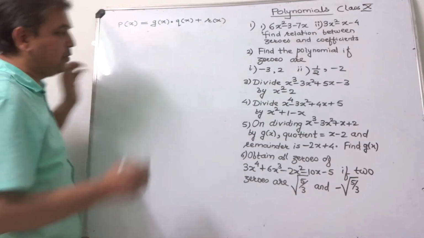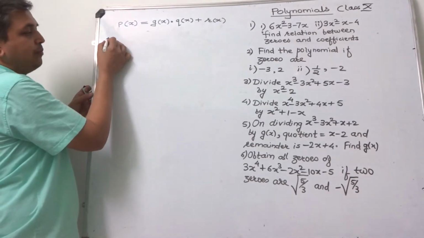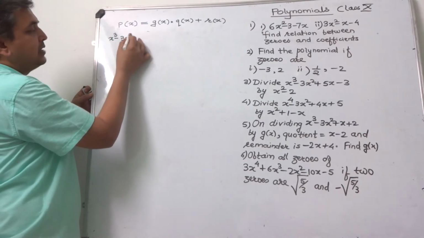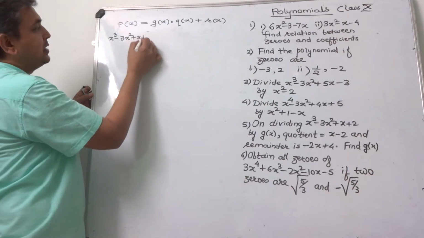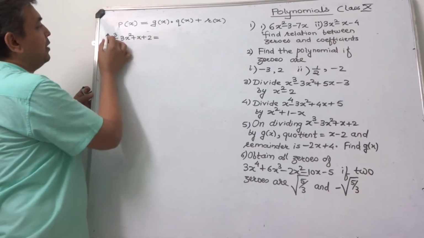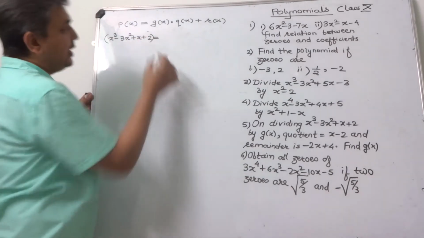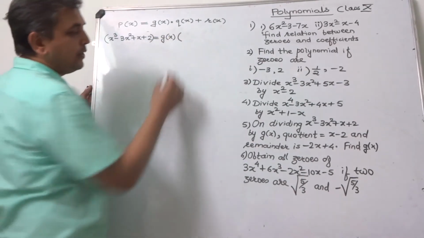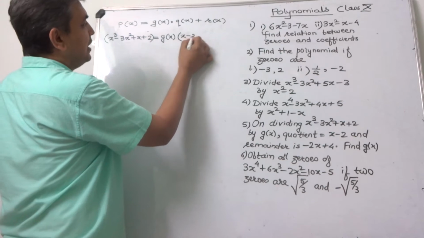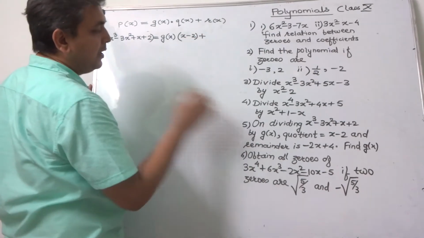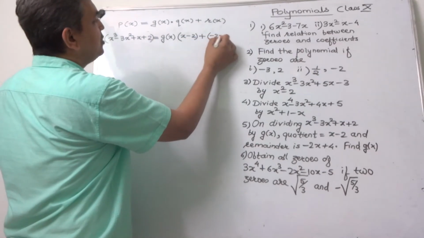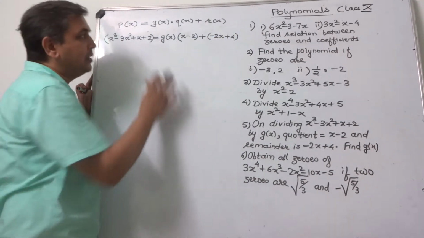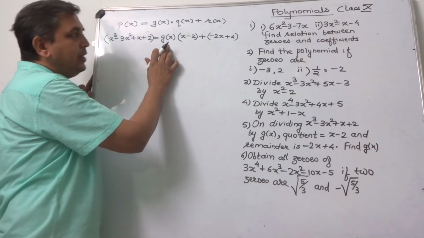So we write the values over here. In place of p of x we can write x cube minus 3x square plus x plus 2 equal to g of x. We do not know, we have to find this value. Q of x, the quotient, is given as x minus 2 and the remainder is given as minus 2x plus 4. To solve this polynomial equation, we have to find the value of g of x.